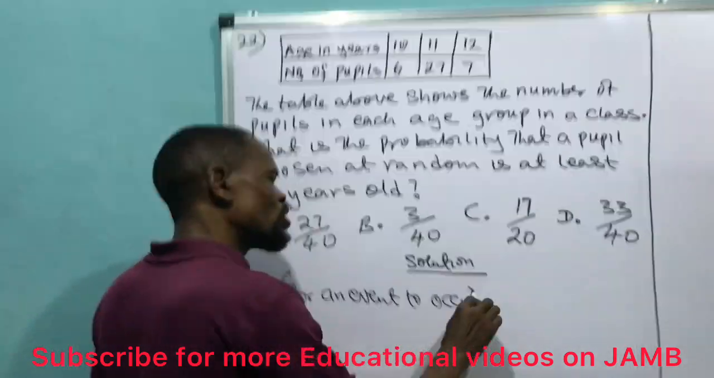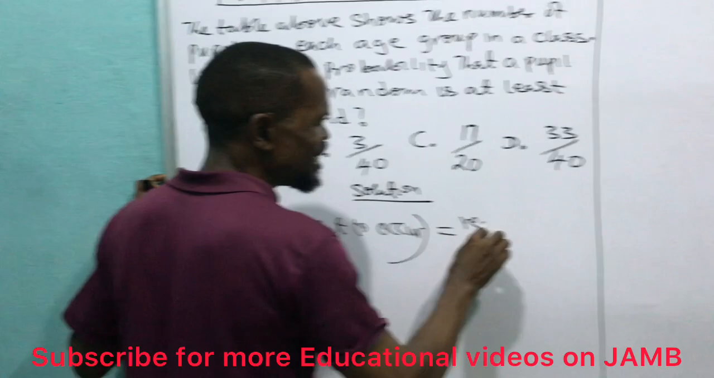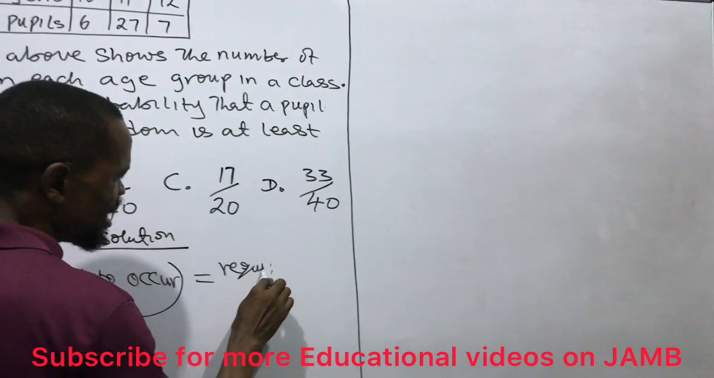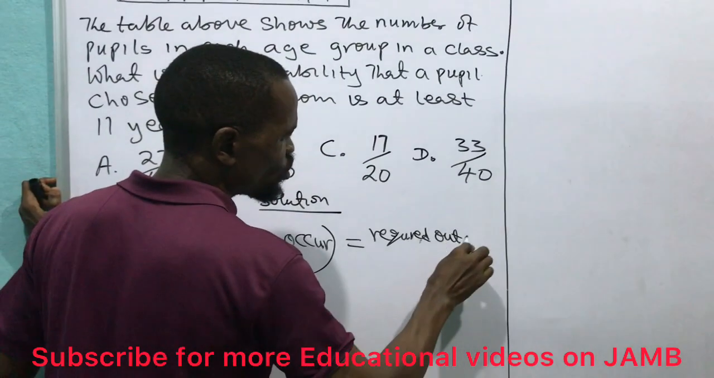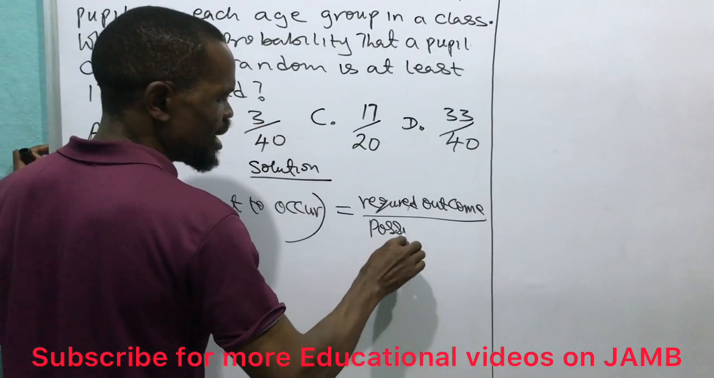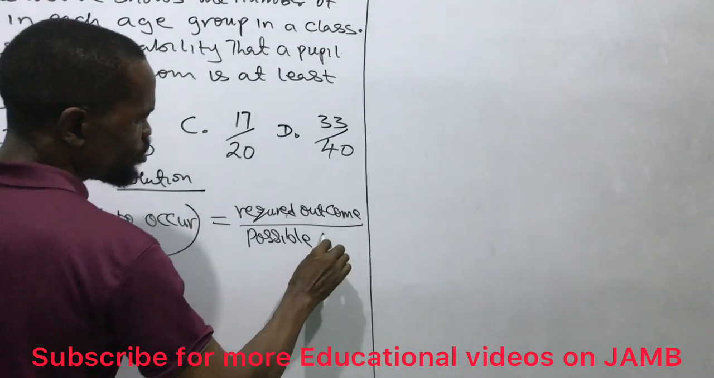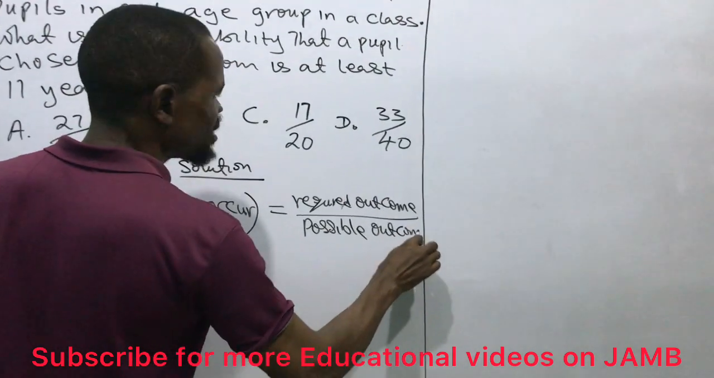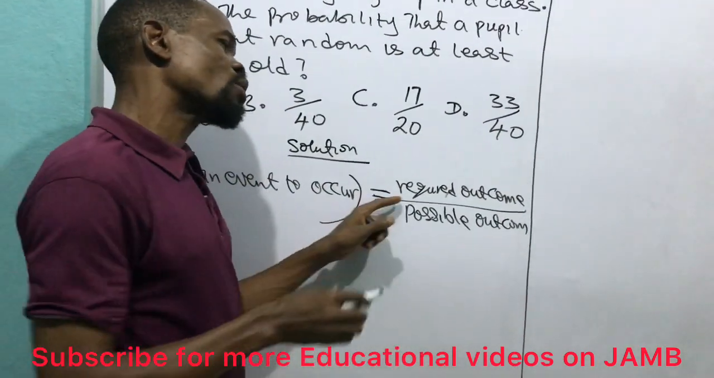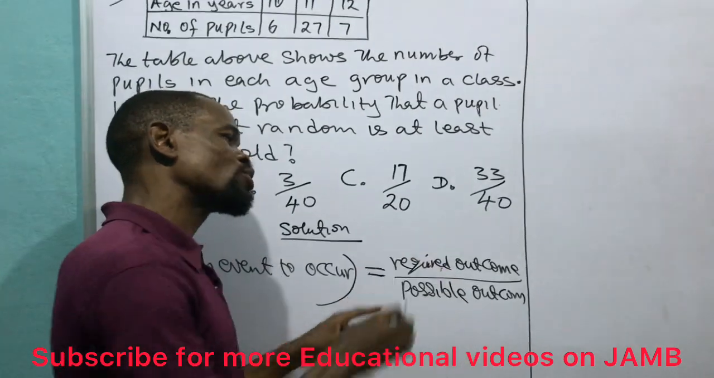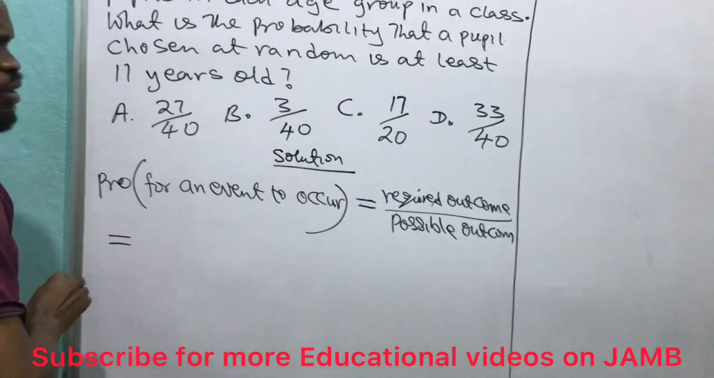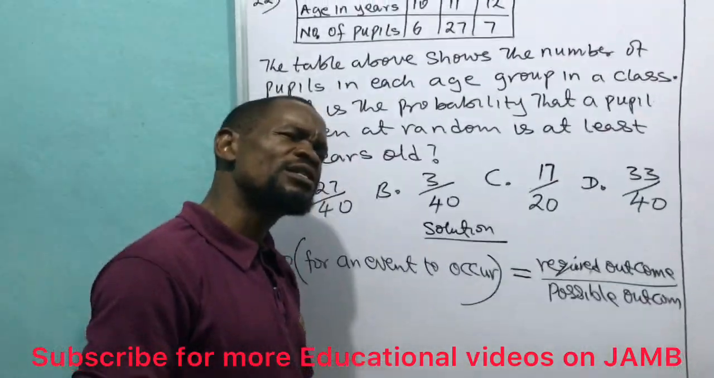Probability for an event to occur or not to occur is equal to what? Required outcome over possible outcome. That's our probability. We said probability for an event to occur is equal to required outcome over possible outcome. In this case, what is my required outcome?